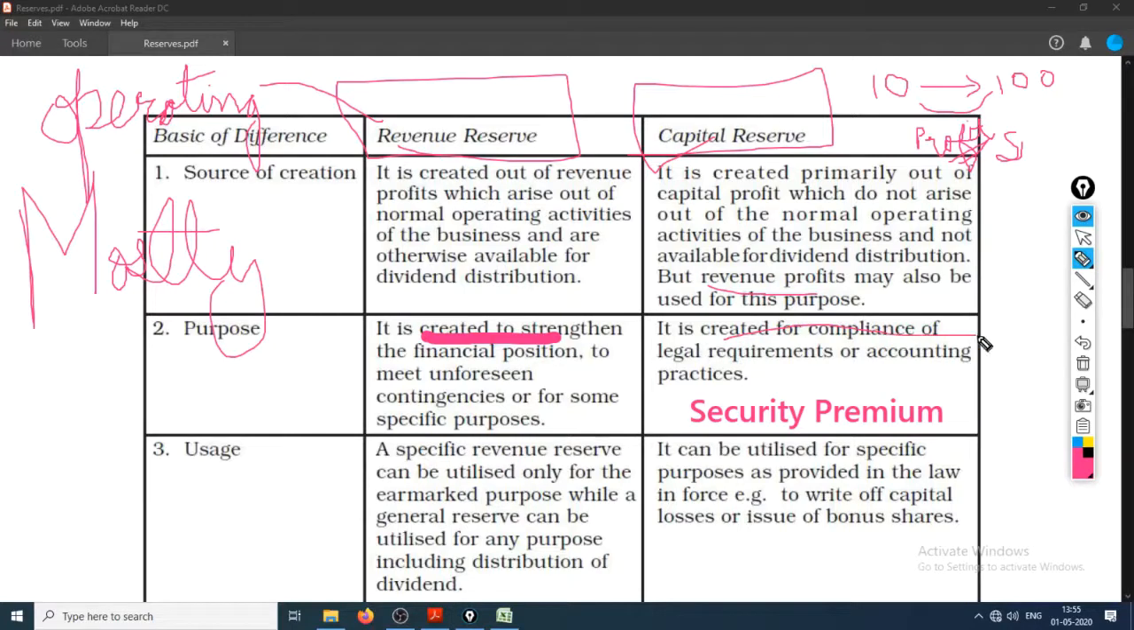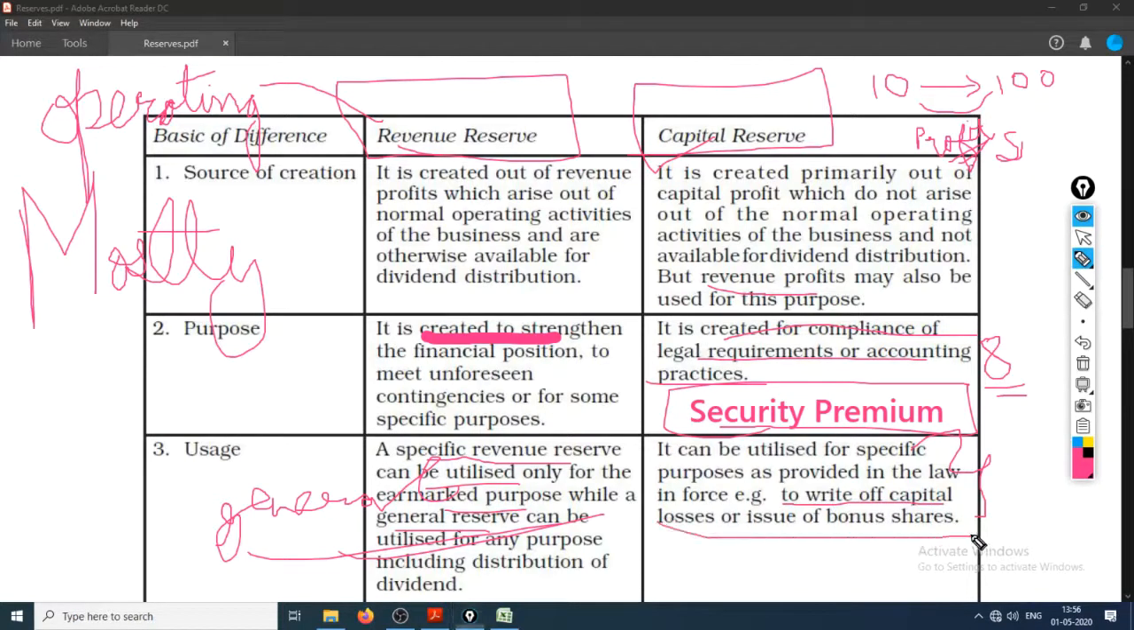It is generally a compliance of the government, that is a legal requirement, to create a capital reserve, like debenture redemption reserve. And specific revenue reserves are for general purpose, they can be used for anything. These are the general reserves mostly, but these reserves are only for the purpose specified by the law. Hence you cannot use the amount of security premium transferred to the reserve other than in 8 cases in which the amount can be utilized, for example to write off capital losses or issue of bonus shares.